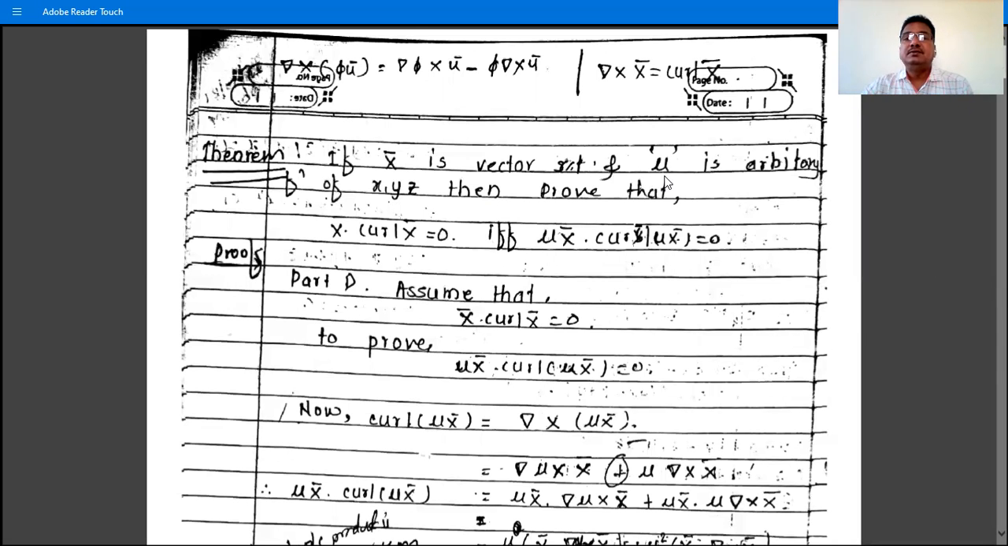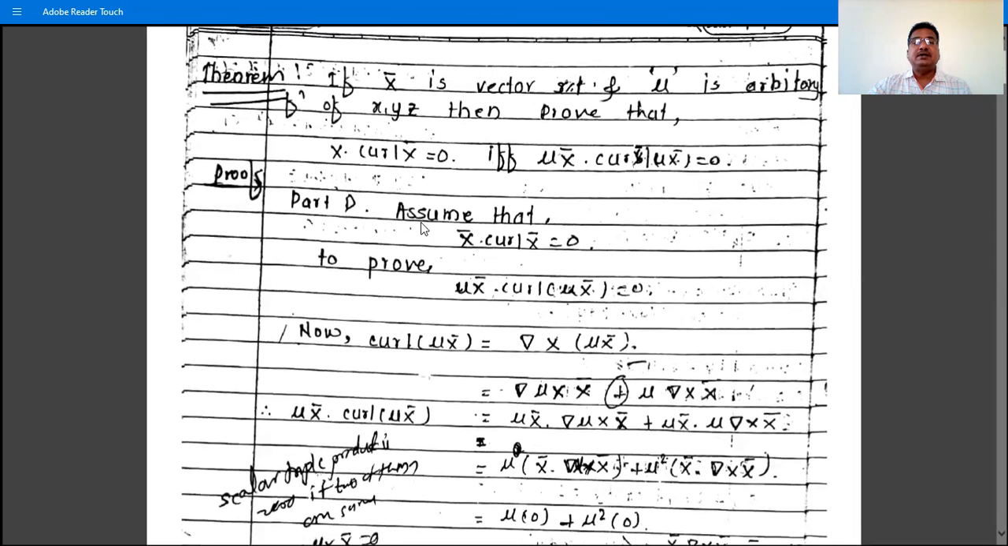Theorem on Pfaffian differential equation. If X bar is a vector and mu is an arbitrary function of x, y, z, that is, a scalar function, then prove that X bar dot curl X bar is 0 if and only if mu X bar dot curl mu X bar is 0.